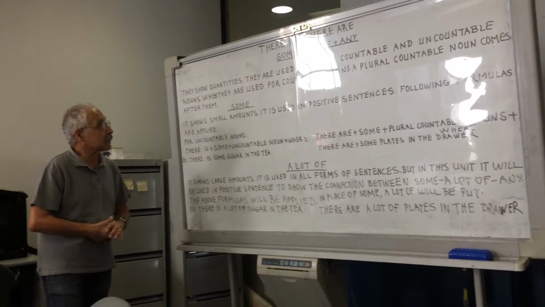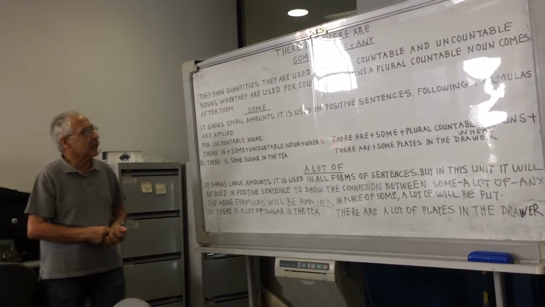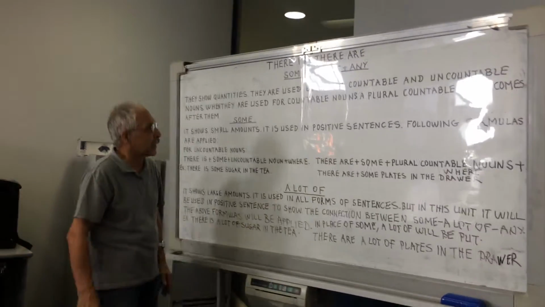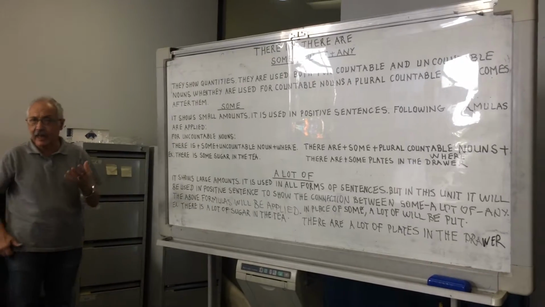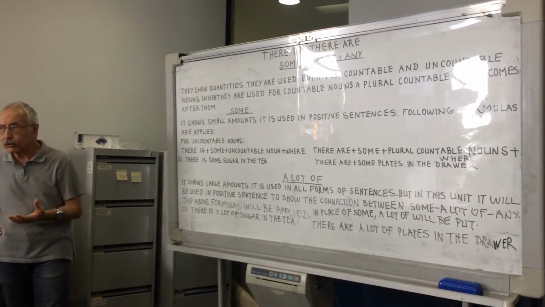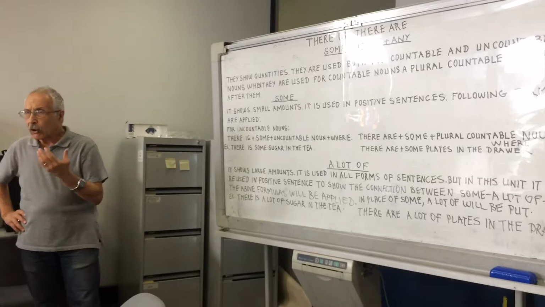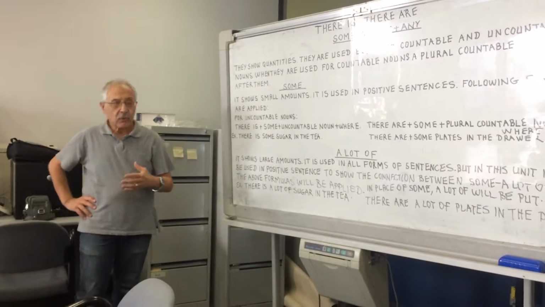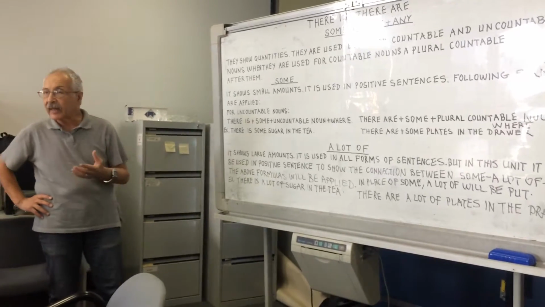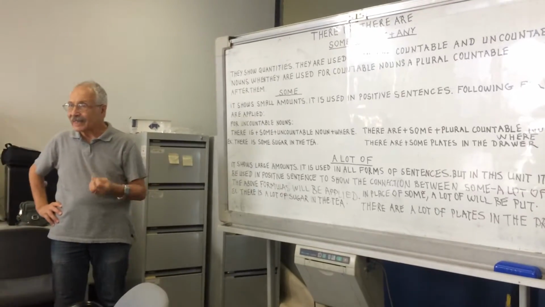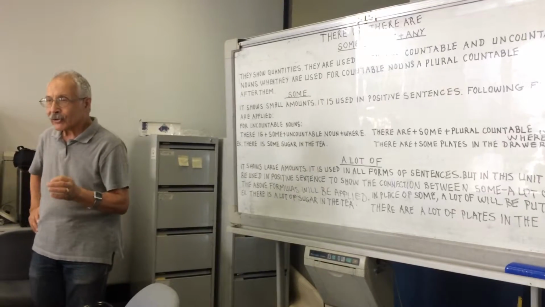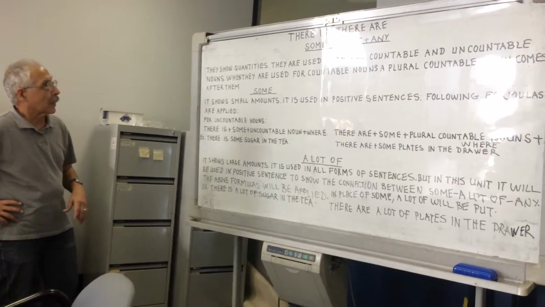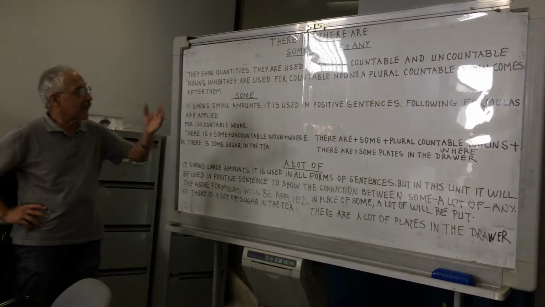A week ago. Last week I think we started. Last week on Thursday we did some, a lot of, and any. There is, there are are used to show existence. In other words, we use there is and there are to say that somebody or something exists somewhere. We finished that.